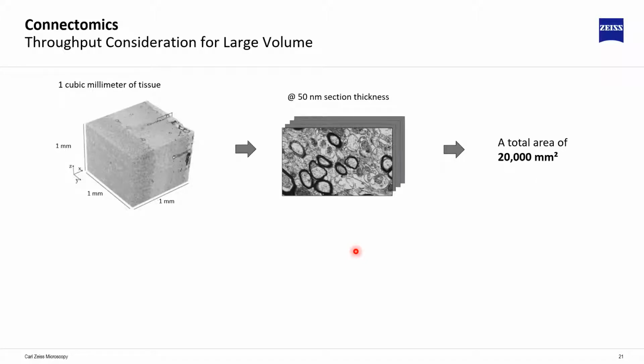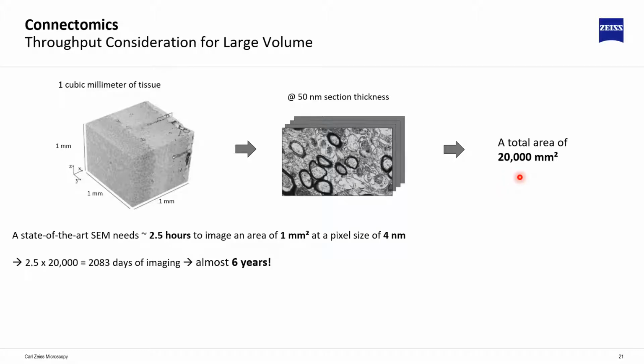Let me illustrate that with one of the holy grails that, back when I was still in academia, we went out to gather, and that is a 1 millimeter cubed data set from the brain. If we cut this down with the array tomography workflow and collect, for example, 50 nanometer sections, and sum up the area that we have to scan, we end up with an area of about 20,000 square millimeters.